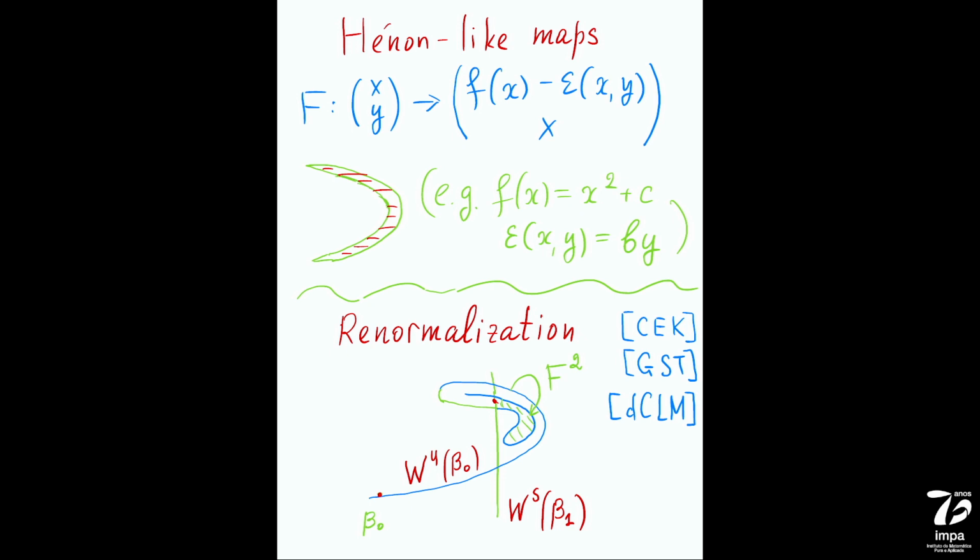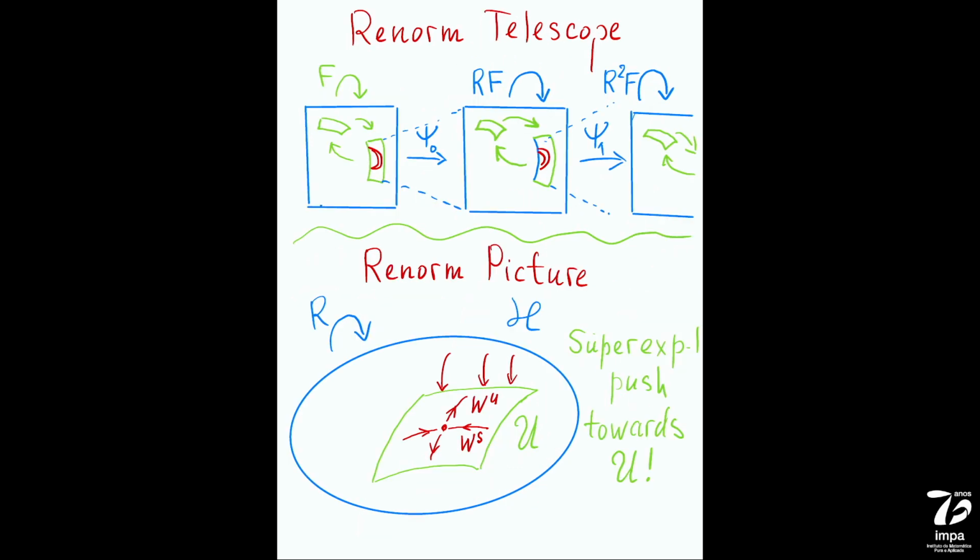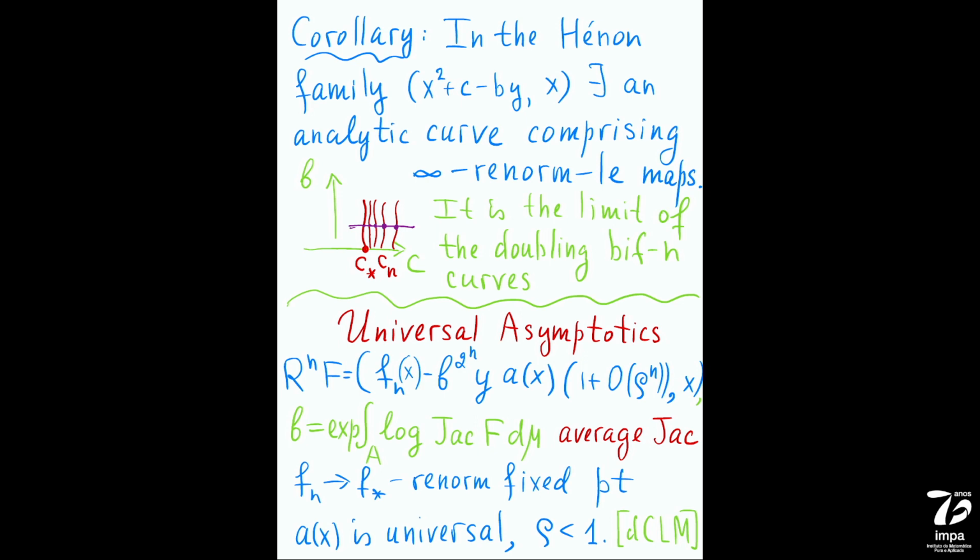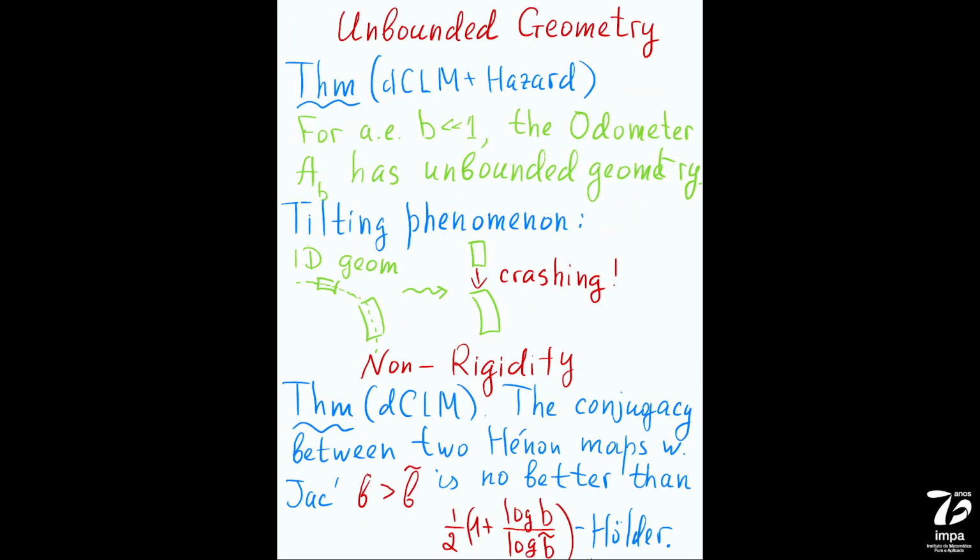So the way we started to deal with that was not like that, because it requires some a priori control of the stable and unstable manifolds. Instead, we took a geometric perturbative approach. So the map is a small perturbation of the one-dimensional map. We have the critical point and the critical value of the one-dimensional map, and so we can renormalize Henon-like maps.